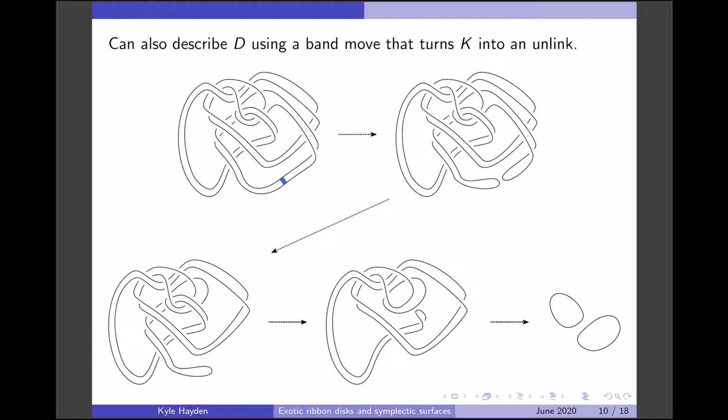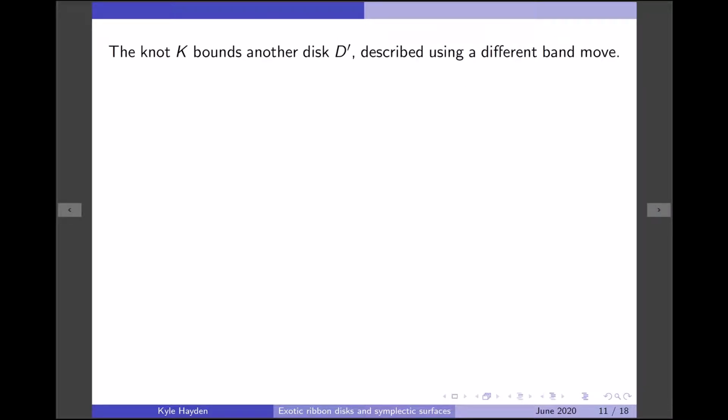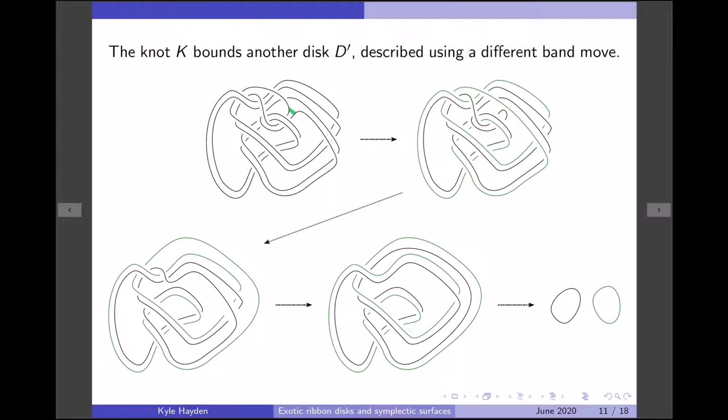Now with this perspective in mind, we can go hunting for other disks by looking for other band moves. Indeed, we can find such a band move that gives rise to a different disk, D prime. In this sequence of diagrams, if we look at the top left, there's a green band. If we perform a band move along that band, then we get the two-component link in the top right of the figure. One of the components, to help distinguish them, has been shaded in green. Working through the rest of the diagram, we see that this also simplifies to a two-component unlink. Therefore, by putting in two minima, we obtain a different disk, potentially D prime, for K.